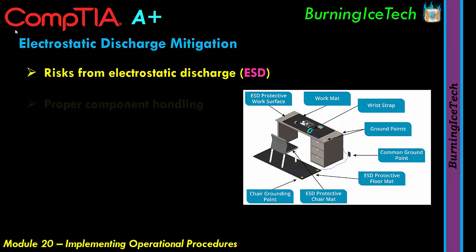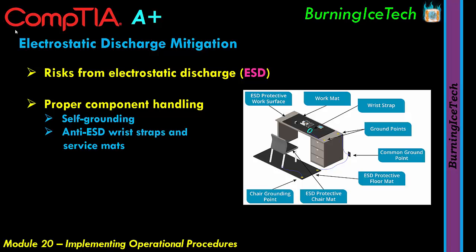So when it comes to proper component handling, you want to do what we call self-grounding. If you ground yourself and you start touching certain components like a motherboard, you're not going to blow the circuitry on the motherboard. There are many ways you can ground yourself. The most famous ways, according to CompTIA, are anti-ESD wrist straps and service mats. You guys need to watch out for that. I can guarantee you that's a question in the exam. You will get asked about that in the exam.